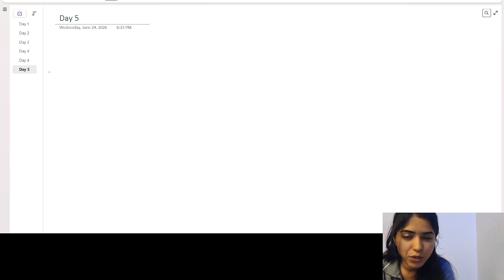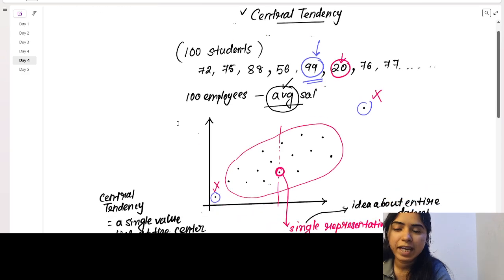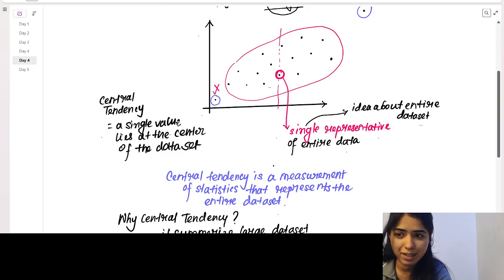So, in the previous video, we talked about the first measurement of statistics, that is descriptive statistics, that is central tendency. We just started the introduction of central tendency. We already saw in day 4 that we have three types of central tendency. Let's do a quick recap. What is a central tendency? It's a single value representation of the entire data set.